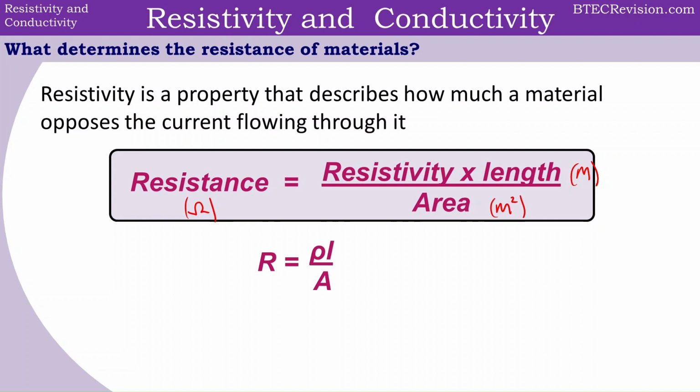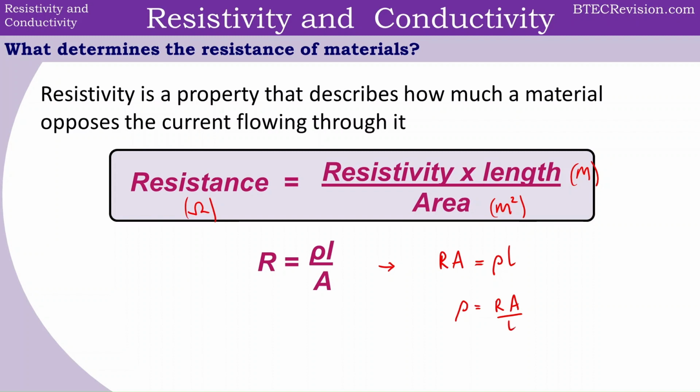Now, in order to work out resistivity, or rho, we will have to rearrange this equation. So we'll times both sides by A, which will give us RA, which is equal to rho L. Now we can divide both sides by L to give us rho equals RA divided by L.